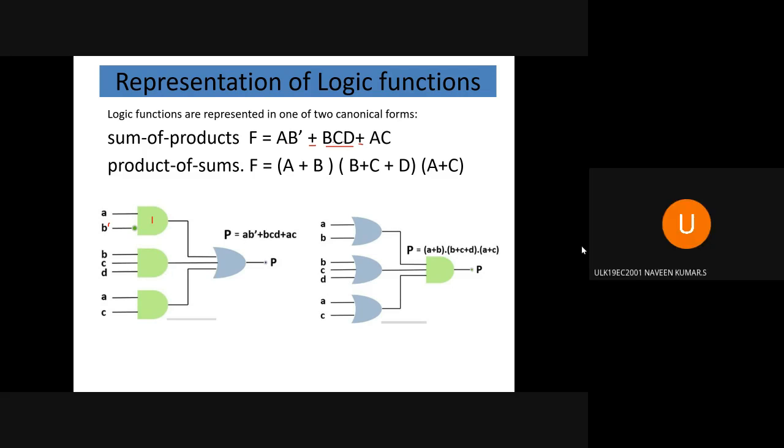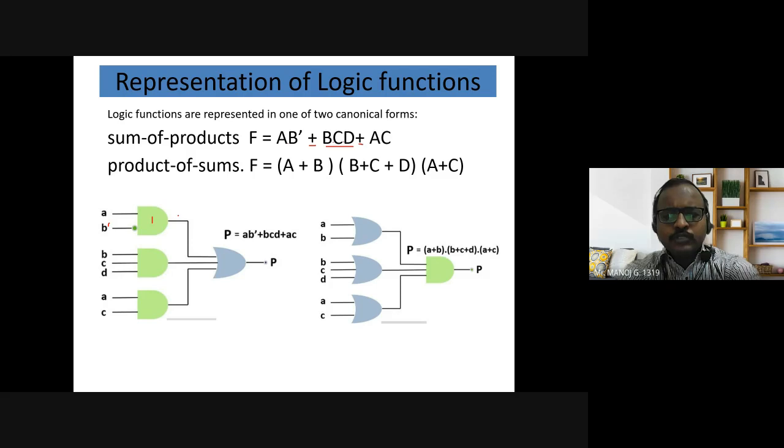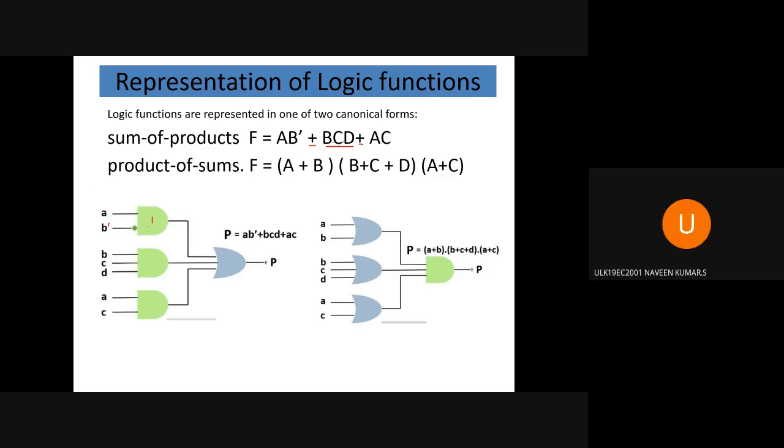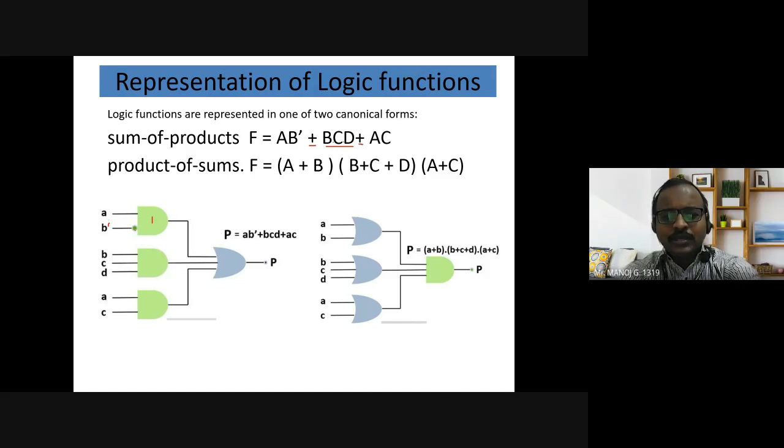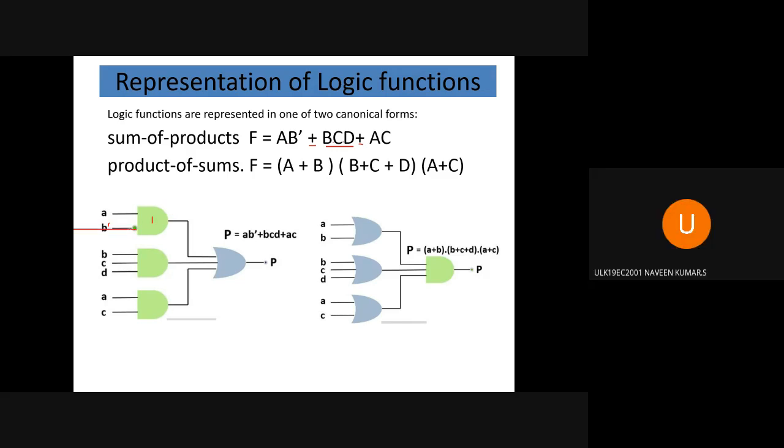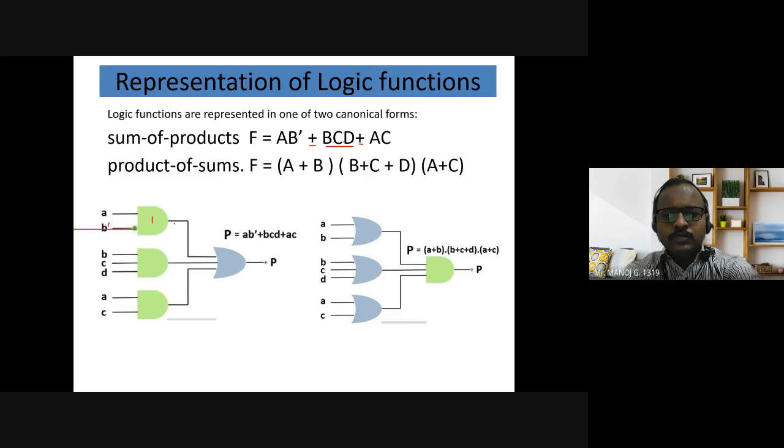Naveen, what is the output for this expression? What is this gate? Sir, it is not XOR, it is an AND gate. So for the AND gate, what is the expression? The inputs are A and B bar. So what is the output?